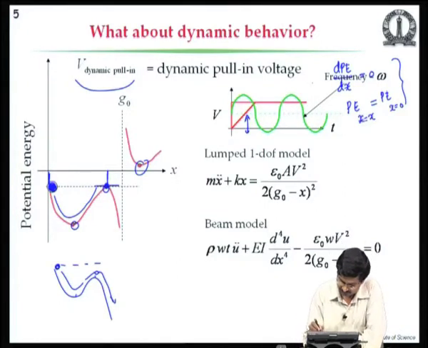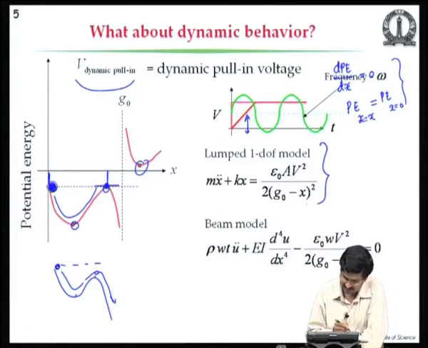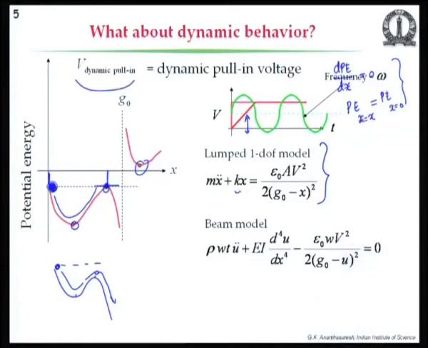So, we have to go to our 1D model. So far we had Kx equal to the force, this is the mechanical force, this is the electrostatic force. We equated those two and got the equation. Now, we have to add another term, which is m x double dot. This is what we call the inertia term.